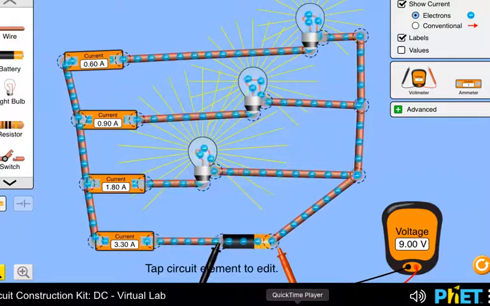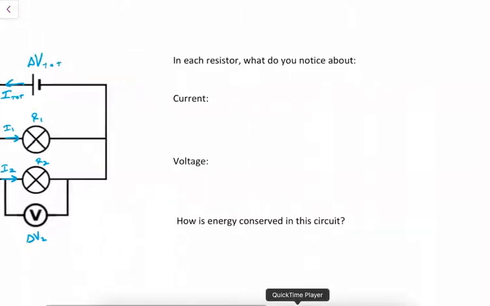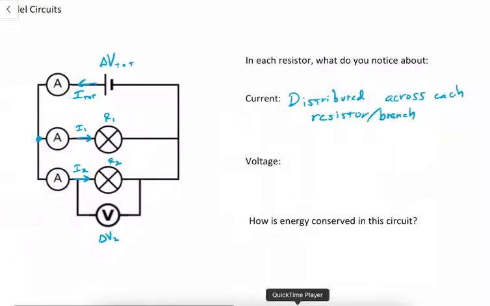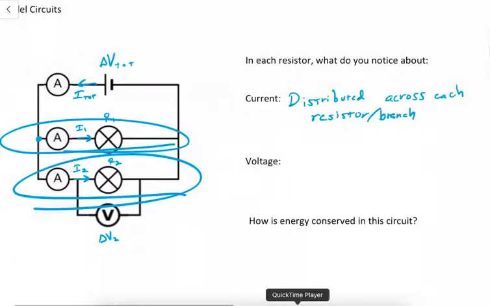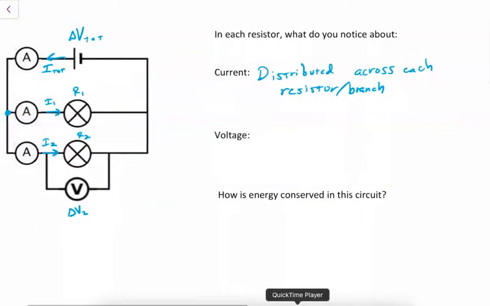All right, so let's go back to our notes. In each resistor, what do you notice? Well, the current is distributed across each, and I'm going to write resistor, but it's really the branch. And when I say branch, this is a branch, this is a branch. Those two are branches because they branch off of this main circuit. What is the voltage? Well, it stays constant.